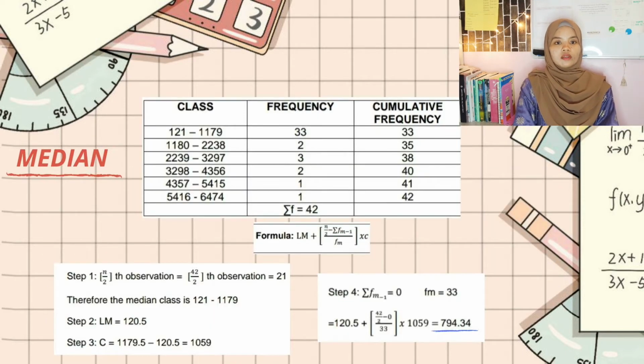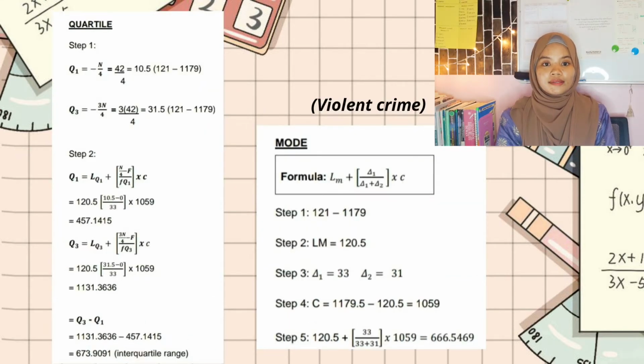The total for the mean is 1229.92. For the median, you can see the formula in the slide, and I give the answer step by step. The total answer for the median is 794.34. Next is the mode. You can see the formula in the slide, and the total answer for the mode is 666.5469. For the quartile formula, step 1 is n divided by 4 for Q1, and the Q3 formula is 3n divided by 4, and get the answer.